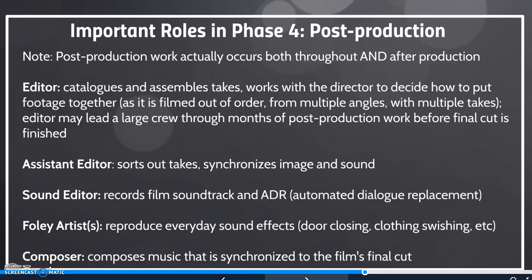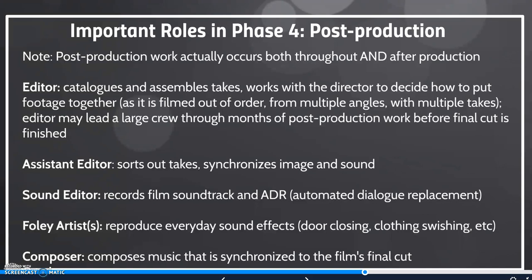So the primary roles here in post-production are the editor, who catalogs and assembles the different takes. They work with the director to decide how to put the footage together. Like I said, it is filmed out of order. Films are not shot chronologically. And because films are not shot chronologically, that means that a lot of work goes into figuring out how to put the best takes together in an appropriate order to make sense of the story. So that's what the editor's job is.